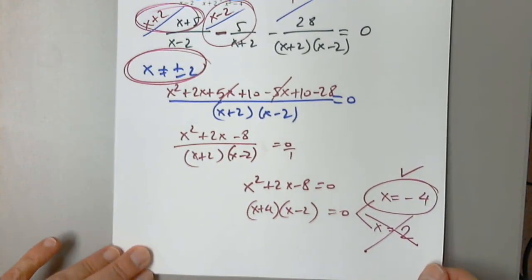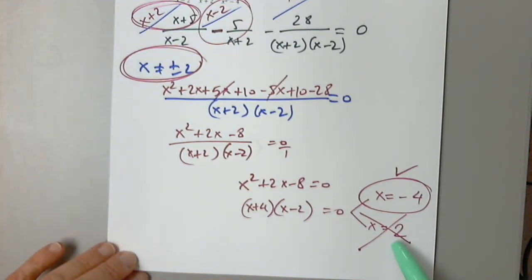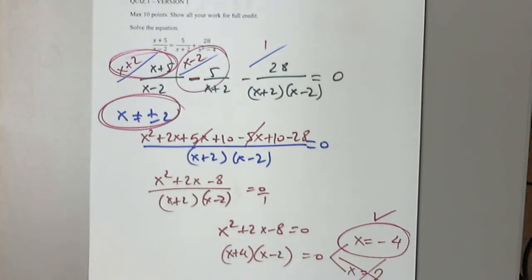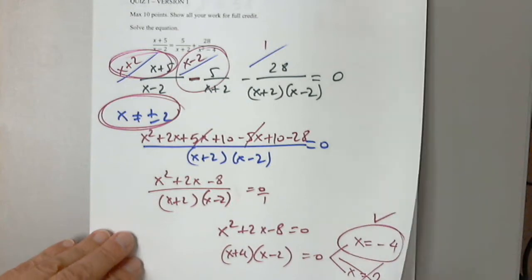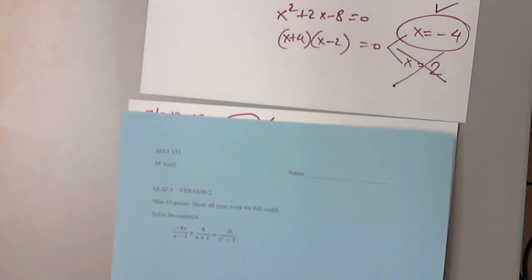Any questions for me? Yes, please. Should we circle our answer if you want us to also circle the restriction? Oh, no. I just wanted to explain what I was doing, but no, that's fine. No, you don't have to circle. Okay, so here is version 2.